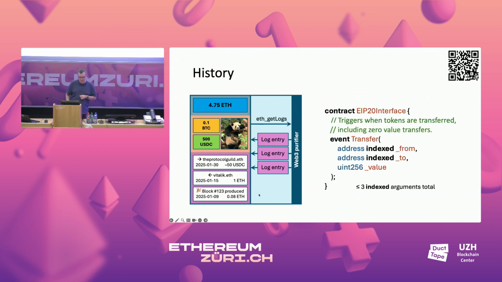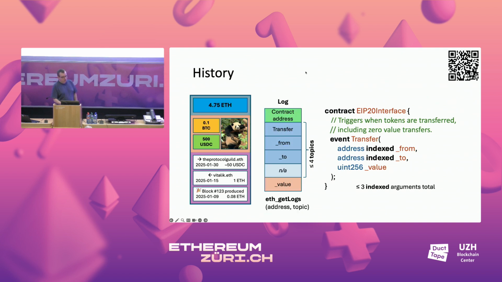And once again, the ERC20 standard defines an event that's emitted on every token transfer. In Solidity, you can have up to 3 indexed values when you emit an event. And every time an event is emitted, it generates something called a log. There is always an entry for the address of the contract that generates it. Then you can have up to 4 topics.